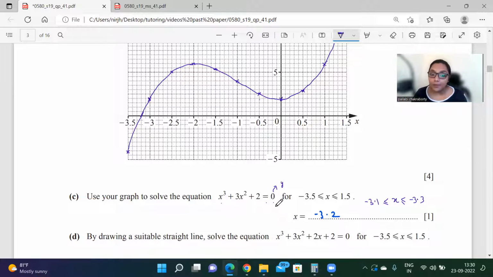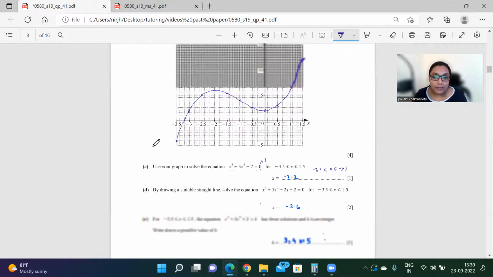So what did we do over here? We took the y value as 0 because it's given. It's given as an equation, right? This whole equation expression becomes 0. That is y is 0. So what is the x value? So in the graph, we look at this x value for which y is 0 and we find that x value. That is what we are doing.